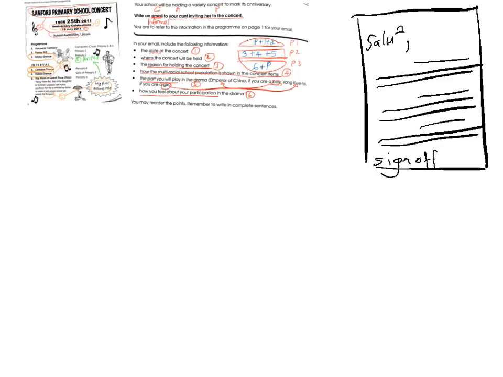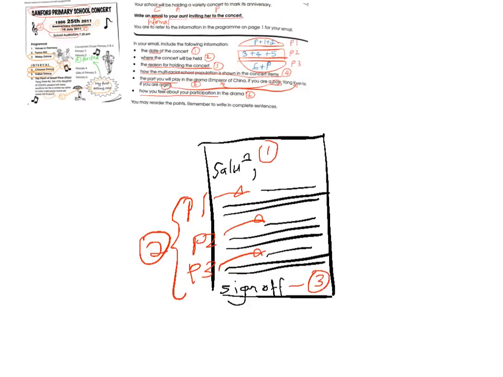1, our salutation, which is "Dear Aunt May" or "Dear John." Our paragraph 1, paragraph 2. Now this here is a simple outline of the structure that most situational writing pieces will follow. Emails, letters, messages. Most situational writing pieces will follow this format except for report writing.